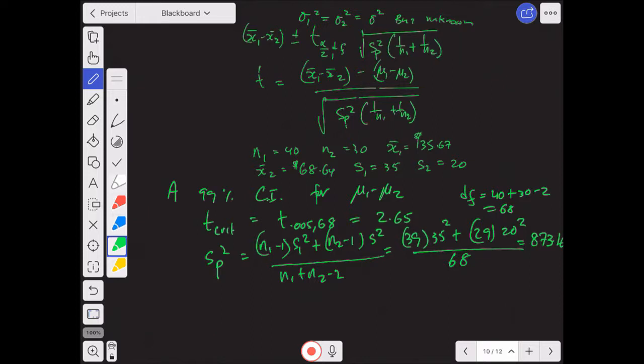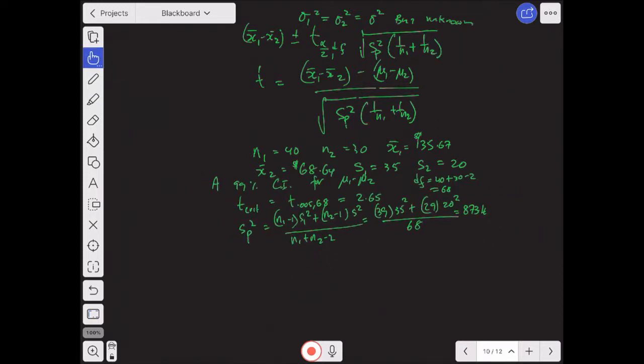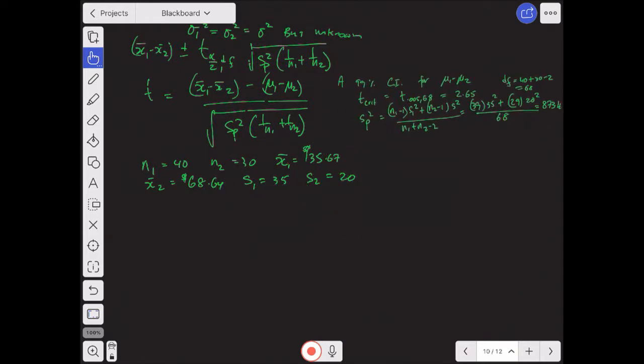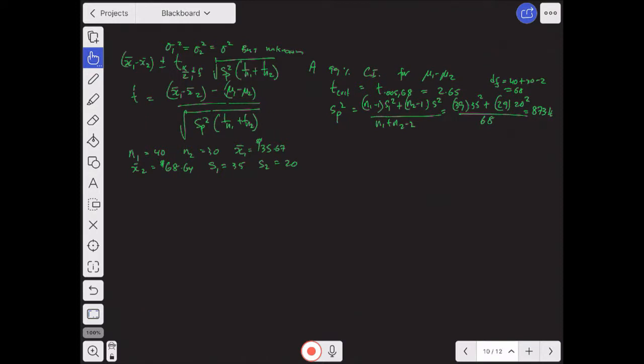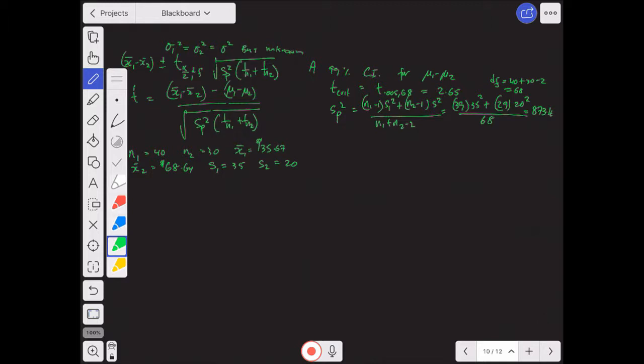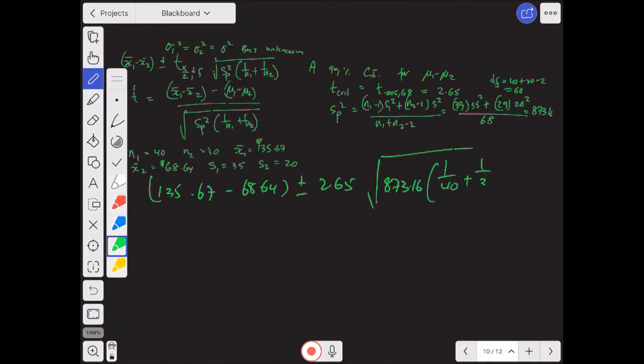873.16. And so now with that information, we could go ahead and put in the details for our confidence interval. So writing that in, we would have 135.67 minus 68.64. So that's our point estimate, plus or minus 2.65, which is our critical value. And in here we would have SP squared, which is 873.16, 1 over 40, 1 over 30.